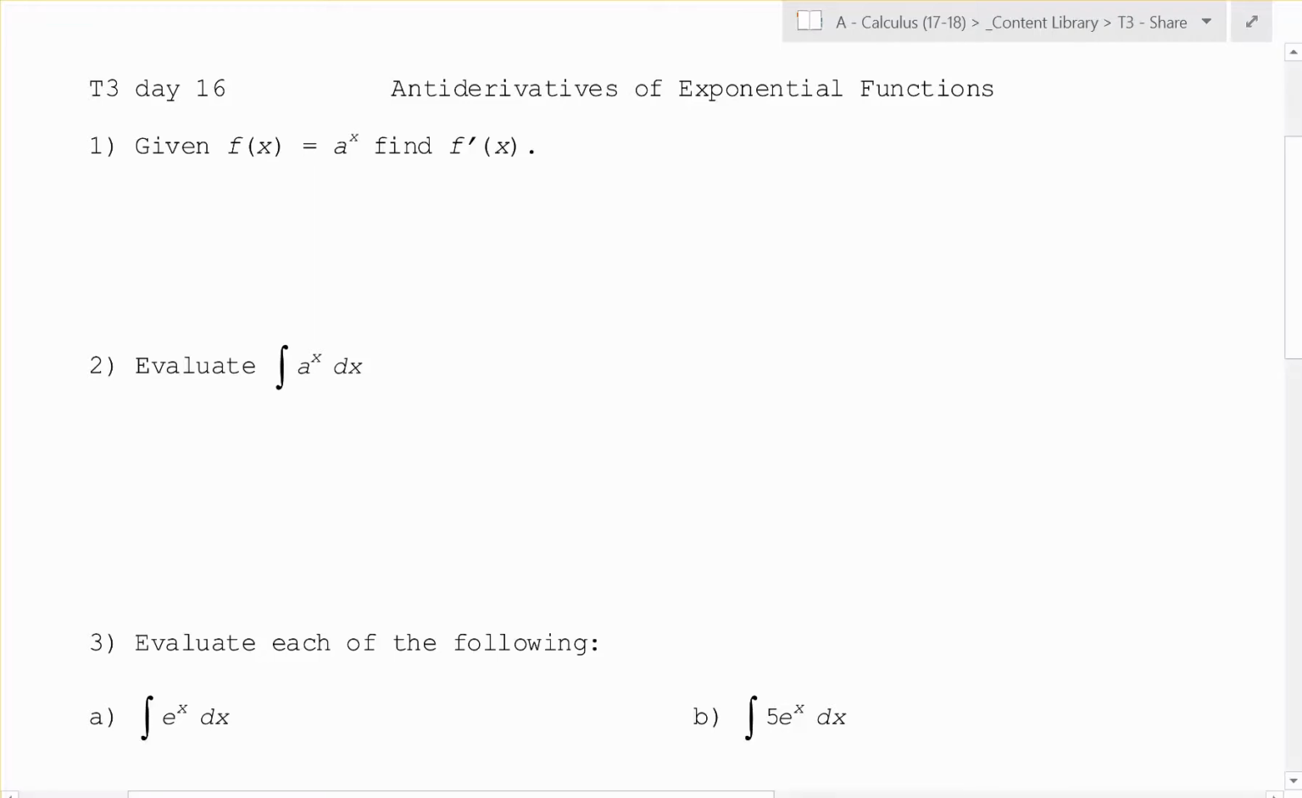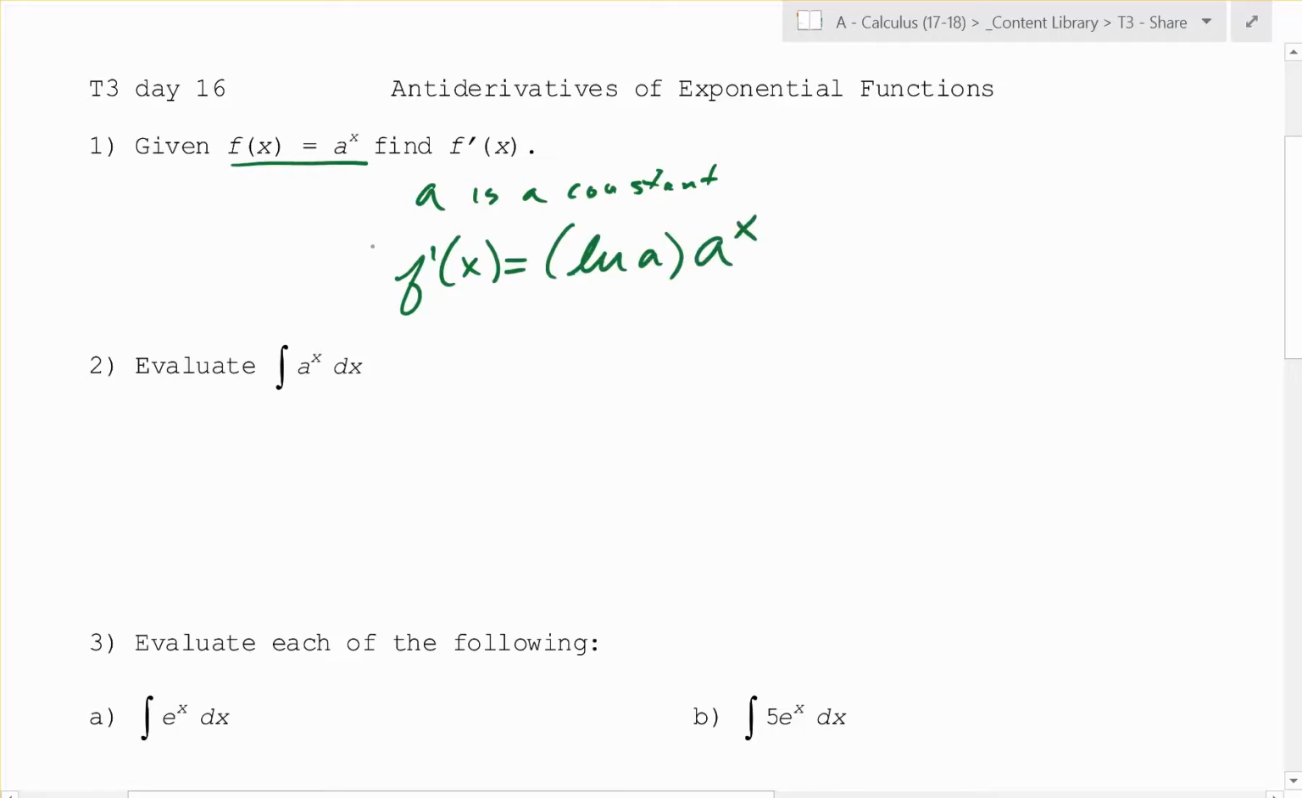And I'm just going to give you a nice present. If f of x is a to the x, where a is a constant, like 7 or 8 or 12 or e or pi, what is f prime? F prime is going to be equal to the natural log of a times a to the x. We might have mentioned this before, but if not, we need to remember that the derivative of a to the x, when a is a constant, is ln a times a to the x.